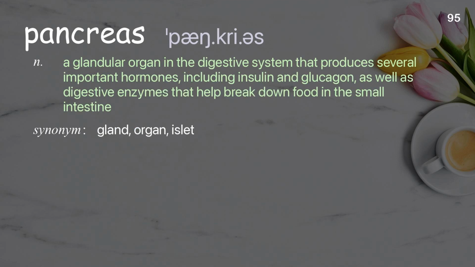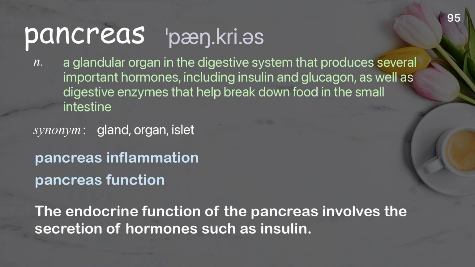Pancreas. A glandular organ in the digestive system that produces several important hormones, including insulin and glucagon, as well as digestive enzymes that help break down food in the small intestine. Examples: Pancreas inflammation. Pancreas function. The endocrine function of the pancreas involves the secretion of hormones such as insulin.